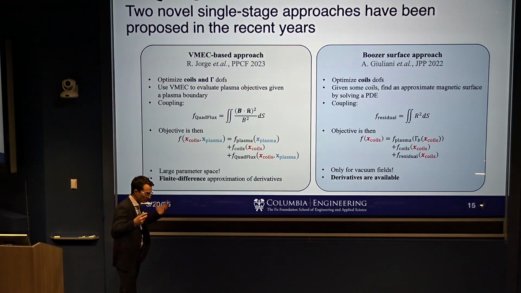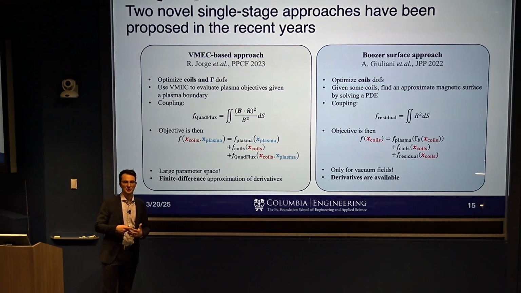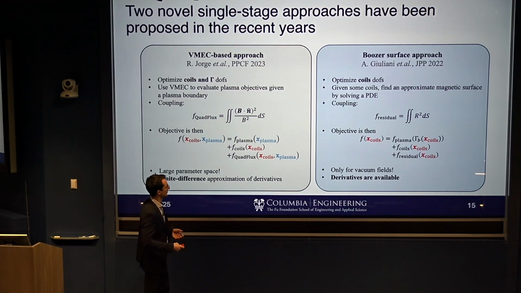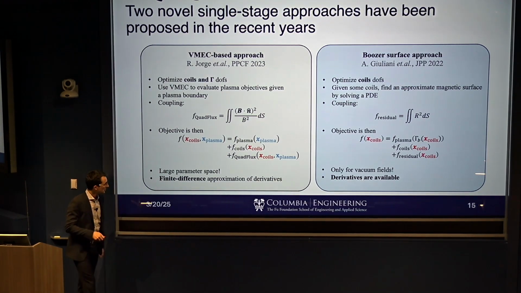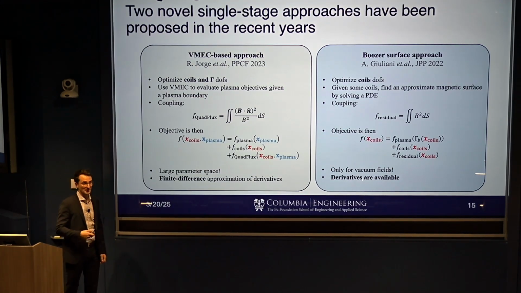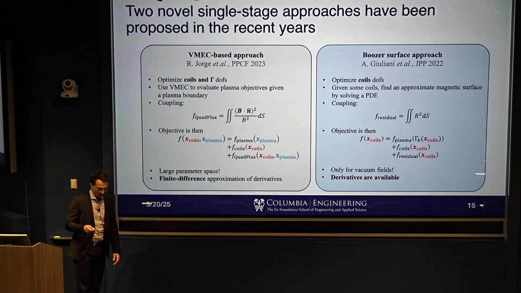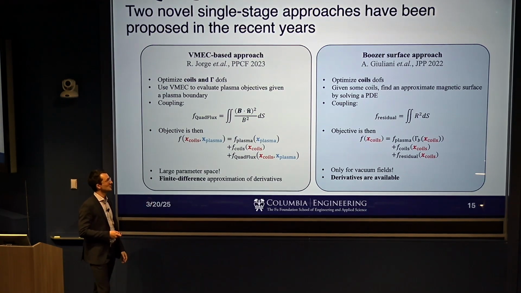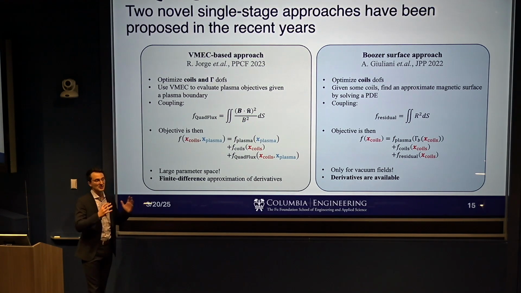The issue with this approach is that your parameter space is going to be huge. And if you use VMEC, you have to do finite differences to take derivatives of F plasma. And that generates numerical noise and is troublesome for optimization sometimes. Of course, if you change VMEC for DESC, for example, you wouldn't have this problem because you have access to derivatives. In our case, we have found that the VMEC-based approach is less robust and works less well than the Boozer surface approach. So for every result I'm going to show in this talk, we're going to use the Boozer surface approach.